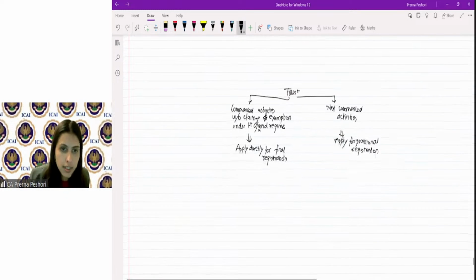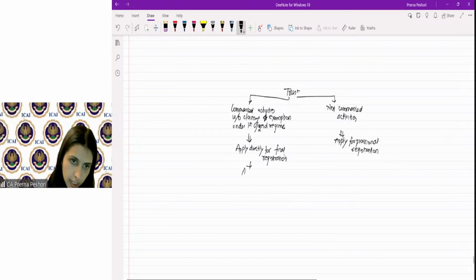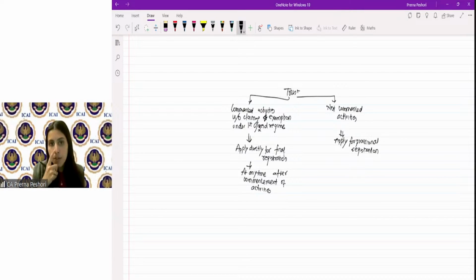So this can be applied at any time after the commencement of activities. And if the PCIT is satisfied, he can grant the approval within 6 months from the end of the month in which application is received. Or he can reject it if he is not satisfied. Now, this approval will be valid again for the period of 5 years. Are we clear?